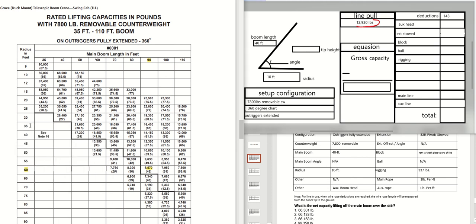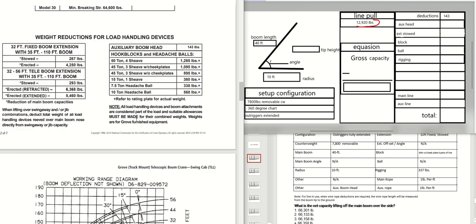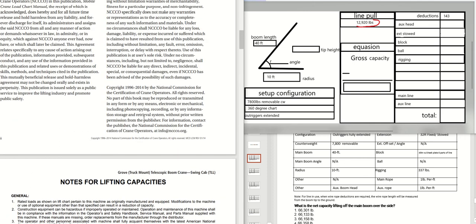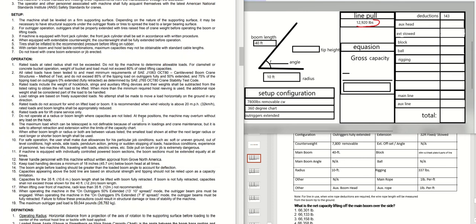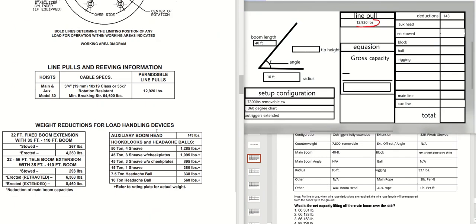So if we've got a 30-foot radius, and we've got a 60-foot main boom length, we're going to come over here, and that'll equal 23,350. That is our gross capacity. So we'll take our gross capacity minus all these deductions. That's going to give us our net capacity, and that's what this question is asking. What is the net capacity lifting off the main boom over the side? So net capacity, 360-degree chart.